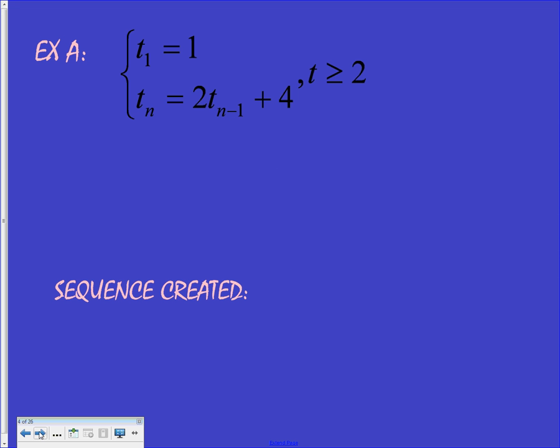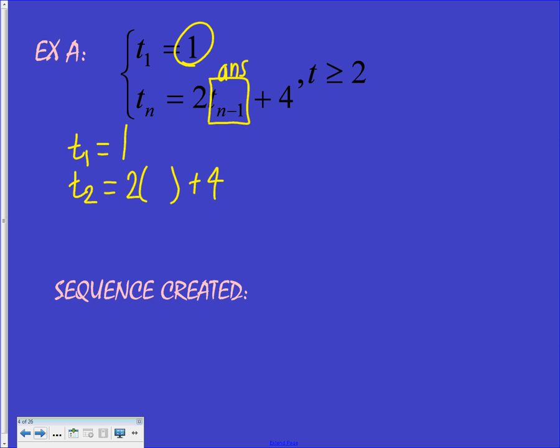Okay, so if we look at example A, it says find the first 4 terms in this sequence. So the first thing it says is, okay, well, your first term, it gives you. Your first term is 1. Excellent. Now I only have to find 3 more. So now to find my second term, I need my formula. Well, my formula says 2 times my answer or previous term, and then plus 4. Again, you can ignore this n greater than or equal to 2 part. Well, if I'm on my second term, what is my previous term to the second? Well, my previous term is the first term, and my first term is 1. So I've got 2 times 1 plus 4. So that's going to give me my second term to be 6.